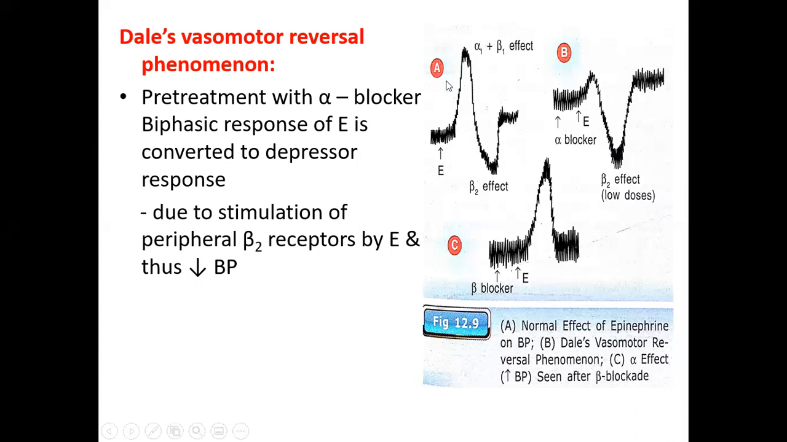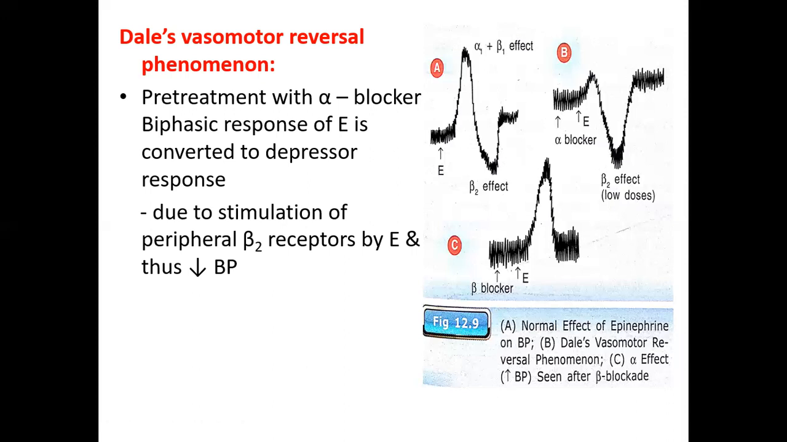Initially in the picture here, you give epinephrine, there is an increase in blood pressure, and predominantly systolic blood pressure is increased because of the action on alpha 1 and beta 1. Then as the plasma concentration of epinephrine decreases, there is a fall in blood pressure because even the smallest doses of epinephrine have action on beta 2. Beta 2 receptors are more sensitive, hence there is a fall in blood pressure. This is called a biphasic response. In picture B, this is called Dale's vasomotor reversal.